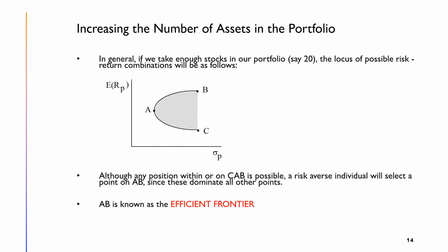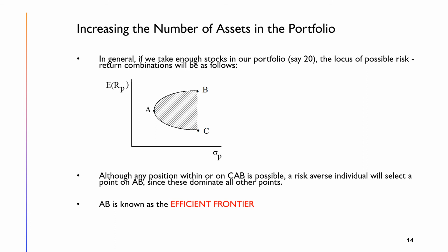We can combine assets in various ways. The shaded area in the figure shows the various possible combinations of assets to achieve different levels of risk and return. Although all the points in the shaded area are possible and achievable, a risk-averse investor will try to minimize risk and maximize return. This means an investor will try to select the portfolios on the curve AB, which dominate all other portfolios below the curve AB.